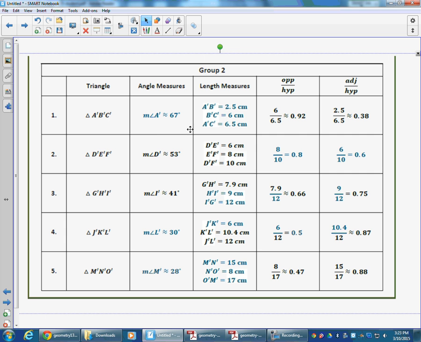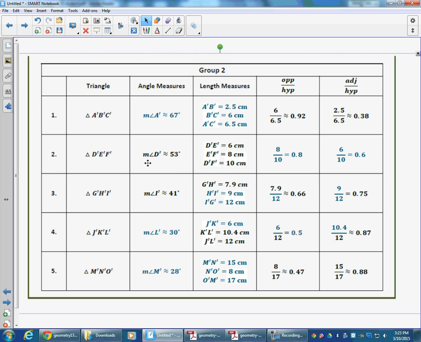Angle A was still 67. The side lengths were different, but when we divided the opposite by the hypotenuse, we still got 0.92, and the adjacent divided by the hypotenuse was still 0.38, just like in group 1. So that tells us every time we have a 67-degree angle in a right triangle, we're going to have these ratios for opposite divided by hypotenuse and adjacent divided by hypotenuse.